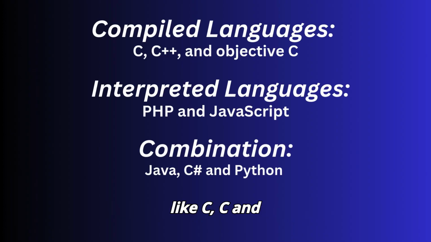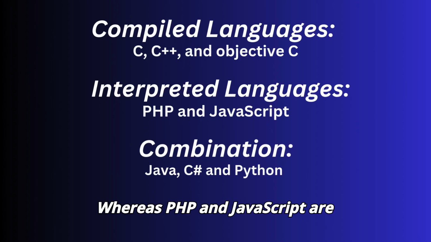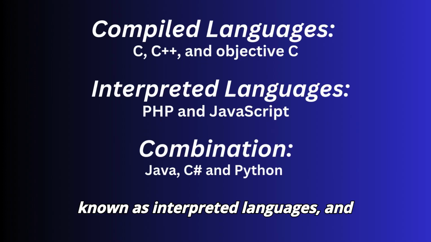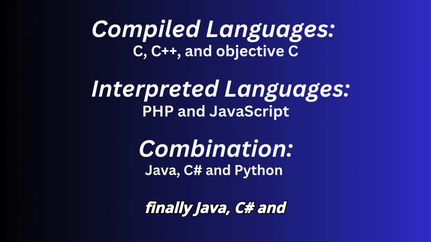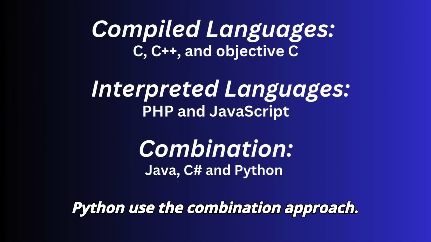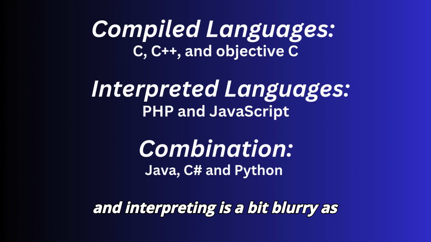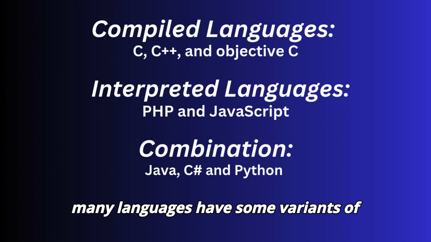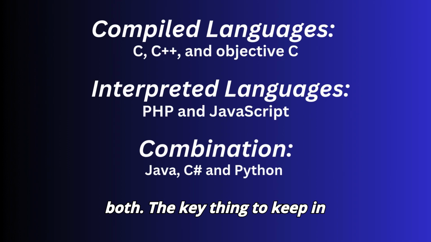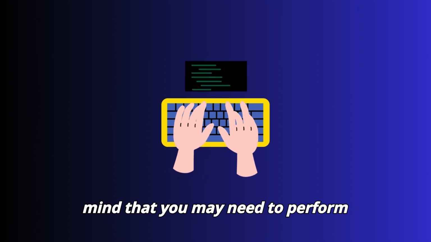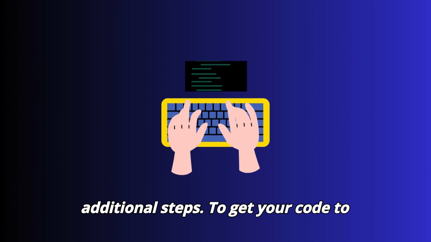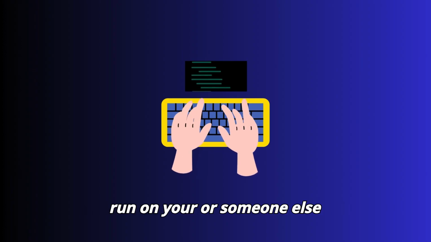Typically, languages like C, C++, and Objective-C are known as compiled languages, whereas PHP and JavaScript are known as interpreted languages. And finally, Java, C#, and Python use the combination approach. Nowadays, the line between compiling and interpreting is a bit blurry, as many languages have some variants of both. The key thing to keep in mind is that you may need to perform additional steps to get your code to run on your or someone else's machine.